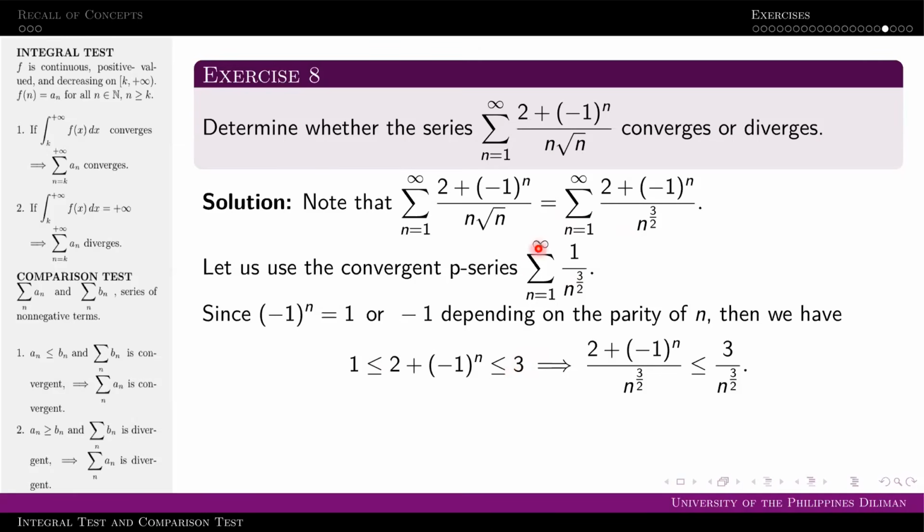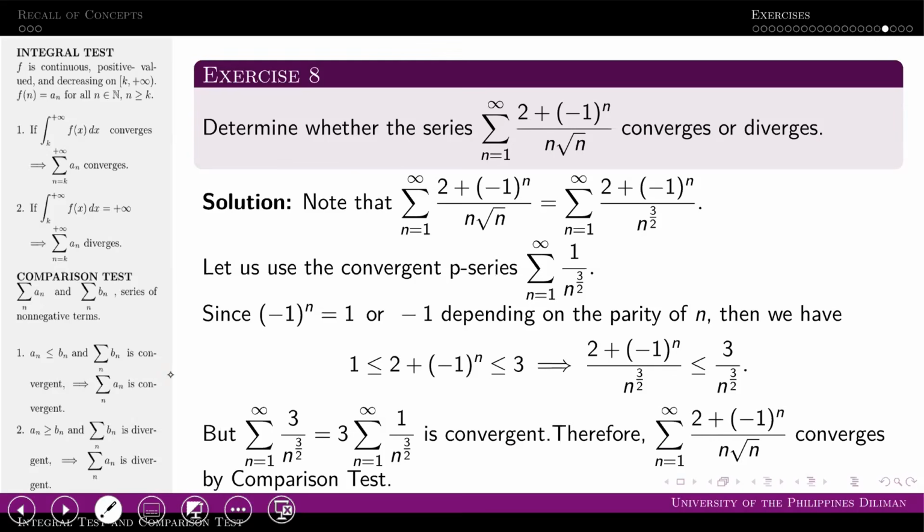Pero this time, since convergent yung kino-compare nating series with our original series, we will use the right-hand side. That way, mag-arrive tayo at this inequality, giving us a bigger series na convergent. Kasi you can factor out 3, so convergent pa rin siya. Therefore, since case 1 yun ng comparison test, we can conclude that our series is also convergent. So let's move on to exercise 9.